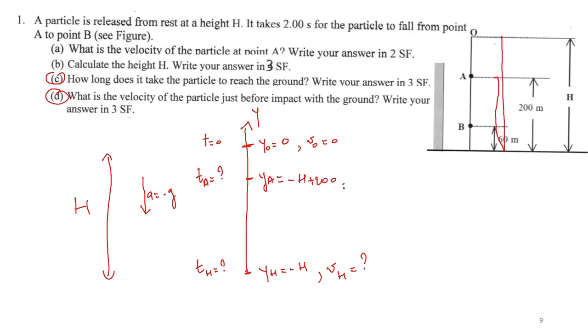Okay. Now, what is the velocity when I reach A? I don't know. By the way, that's the first question. What is the velocity of the particle when I reach A? Now, TB, I don't know. YB, I know. It's minus h plus 60. And finally, what is the velocity VB? I don't know. I can know, but it was not asked anyway.